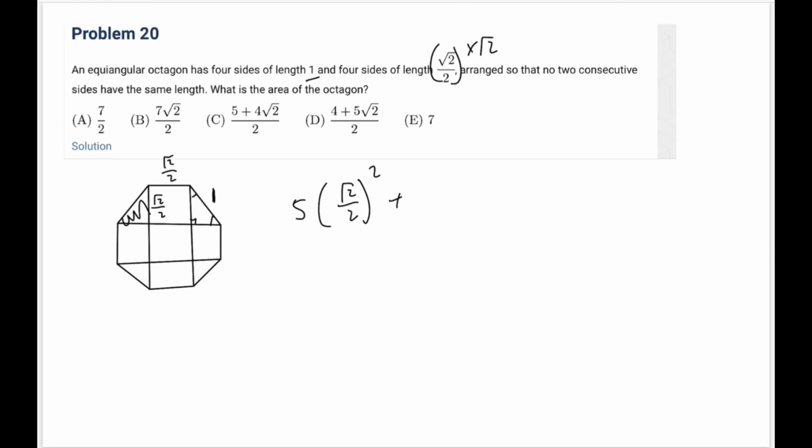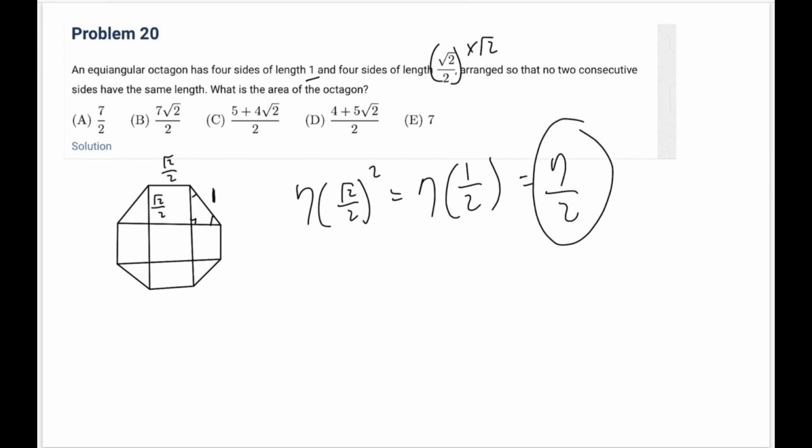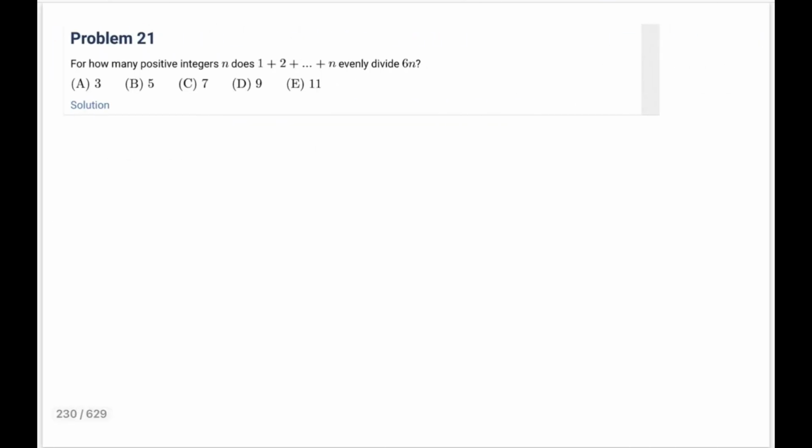these, right? So these two sum would be 1 of the squares, and these two sum would be 1 more of the squares. So we have 7 of them in total, right? And we don't need anything more. This is 7 times this squared is 1 over 2. So this is 7 over 2. So problem number 20 is 7 over 2. The answer is A.